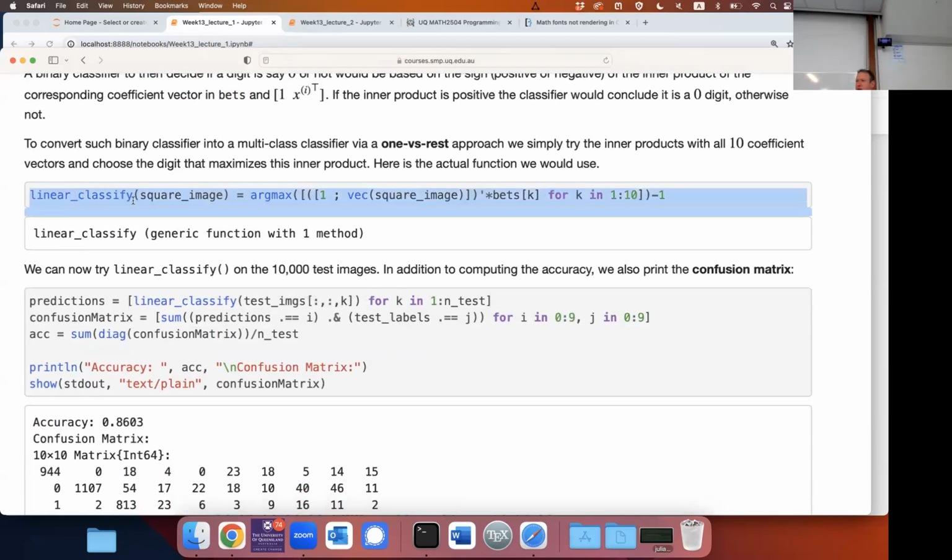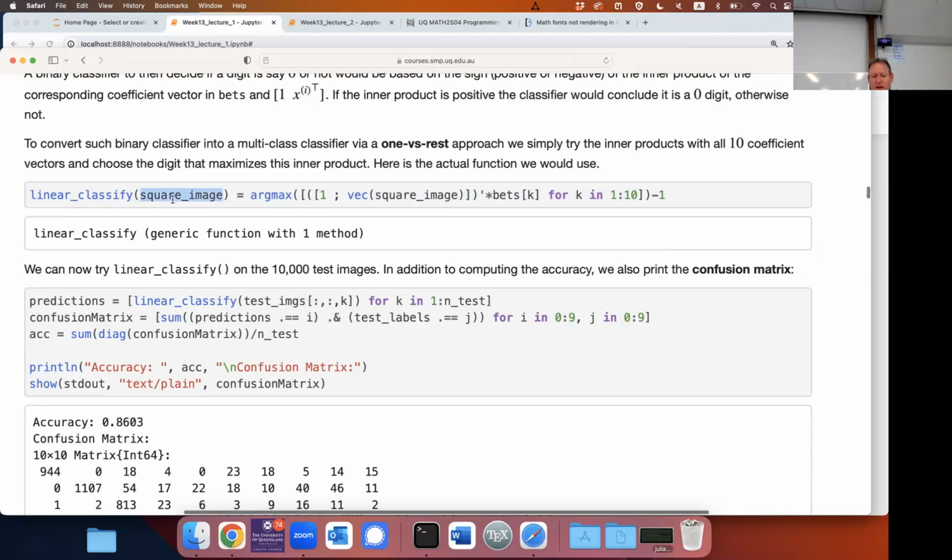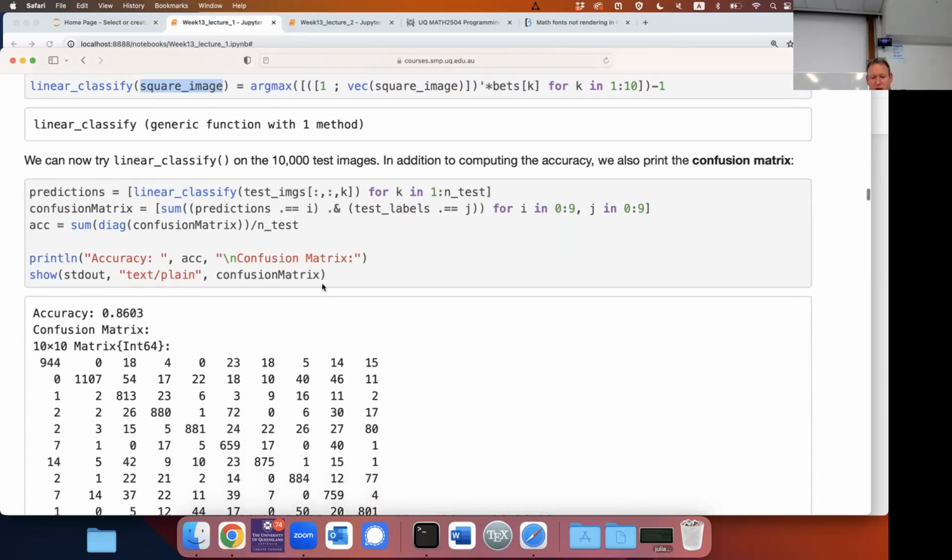We stuck in an image. Remember, we took one from the test set. We saw it looks like a 7. We stuck it in here, and indeed we got a 7. And when we do this in one go and try it on all of the test set, we got an accuracy of 86%. Just a caveat again: accuracy is a sensible measure to use for classification when your data set is balanced.